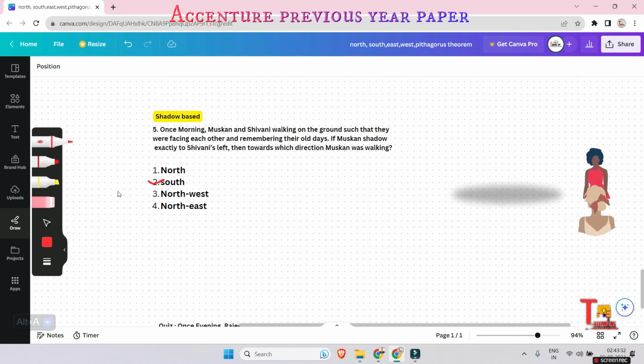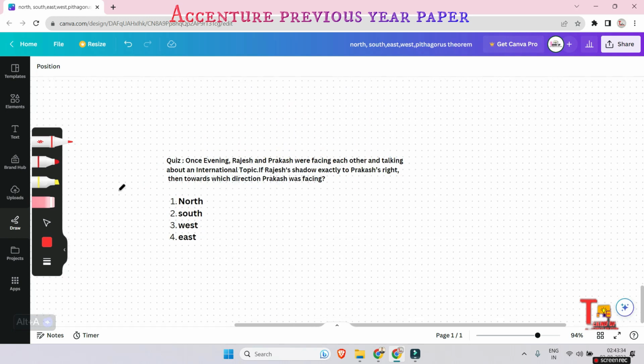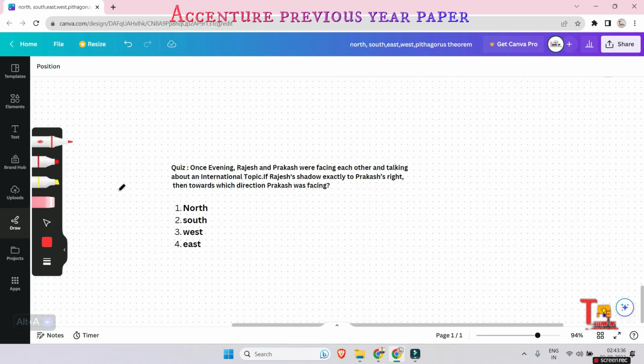And this is a quiz for you. Here, one evening Rajesh and Prakash were facing each other and talking about an international topic. If Rajesh's shadow is exactly to Prakash's right, then towards which direction was Prakash facing? Guys, solve this problem. It is quite similar to the previous one. Give me the result in the comment box. Whoever gives the first comment, I will pin the result for everyone.